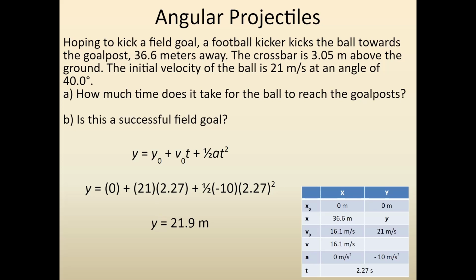Now, that's not my final answer. The question is, is this a successful field goal? So looking back at my reference number, 3.05, yes, this number is above 3.05, so it clears it. Now, obviously, these numbers seem to be very insane because normally the ball wouldn't get that much higher than the crossbar, or I guess not for this type of setup.